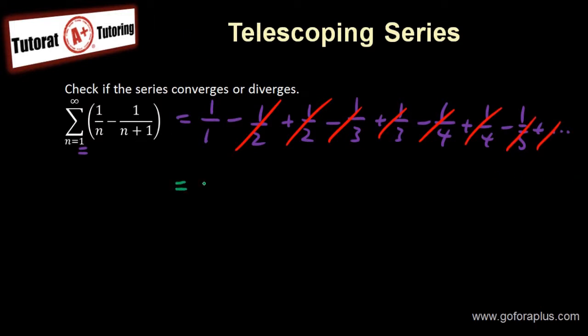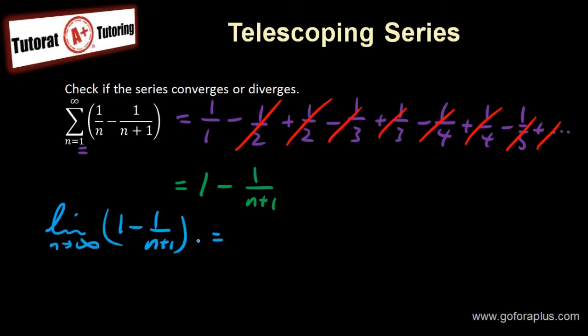What is left in this series is the first term and the last term. So I have 1 minus, and that last term is basically 1 over n plus 1. And then now what you need to do is take the limit as n approaches infinity of 1 minus 1 over n plus 1. This is going to give you 1, because when n is approaching infinity, it's 1 over infinity, which is 0. So 1 minus 0 is 1. So therefore, my series converges to a sum equal to 1.